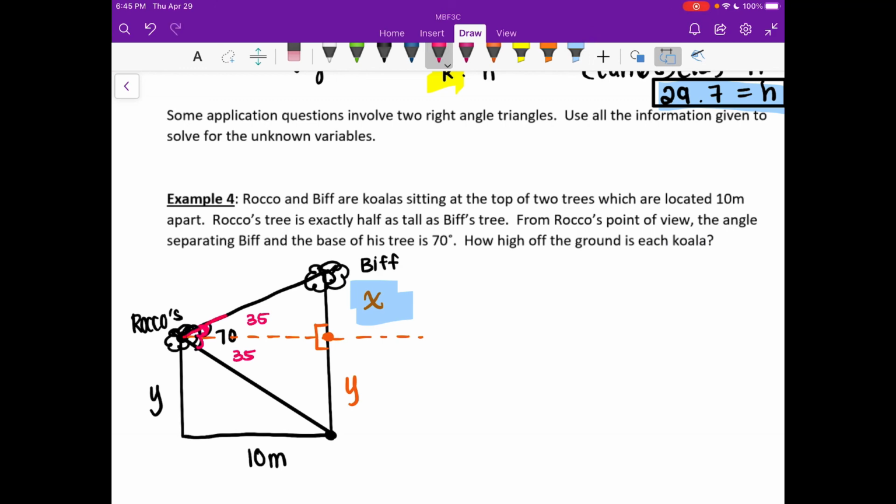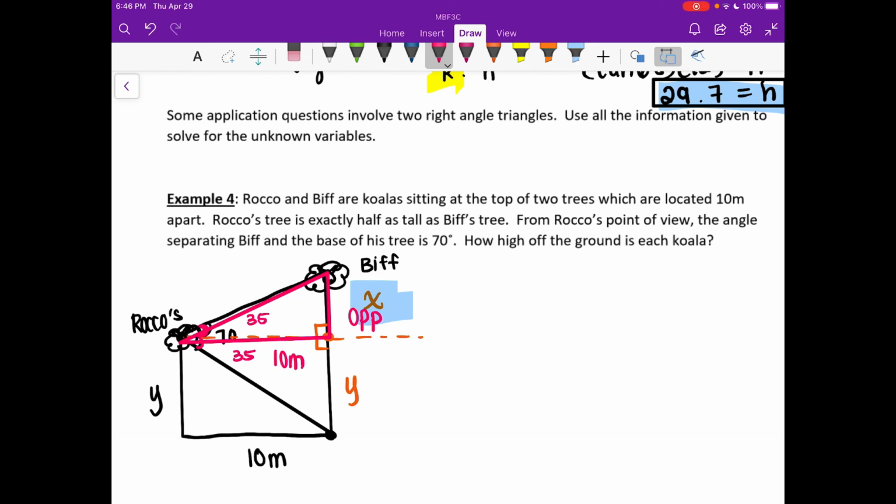So I'm going to look, okay, I have 35. Do I have enough information in this purple little square triangle to solve anything for me? Let's look at the opposite side. I do have the opposite. Do I have the adjacent? Do I know the distance between these two trees? Yeah, I do. It's 10 meters, right? That information I had at the bottom.